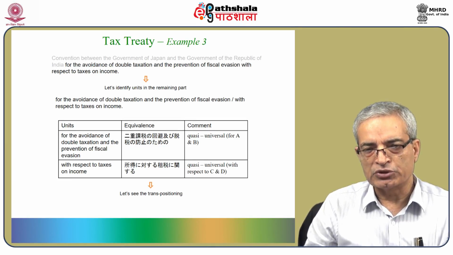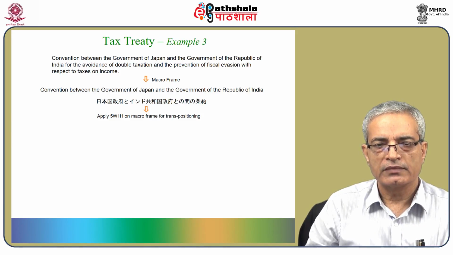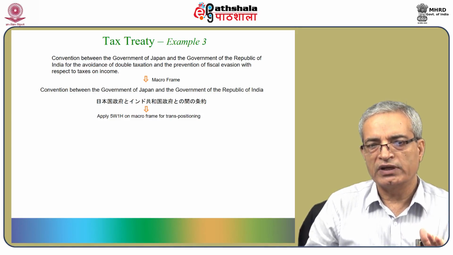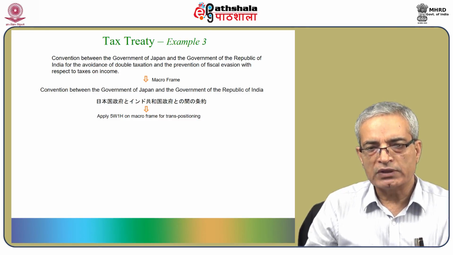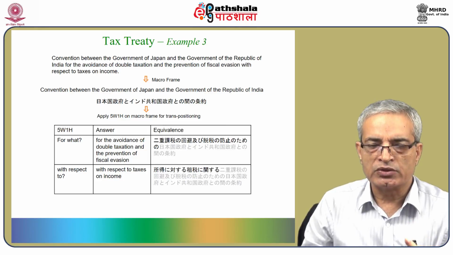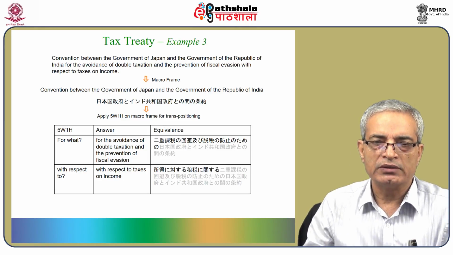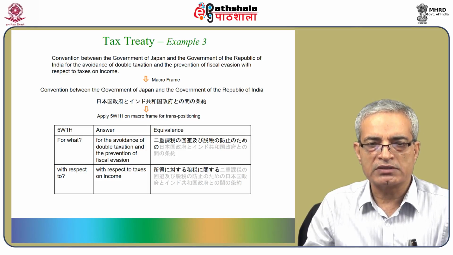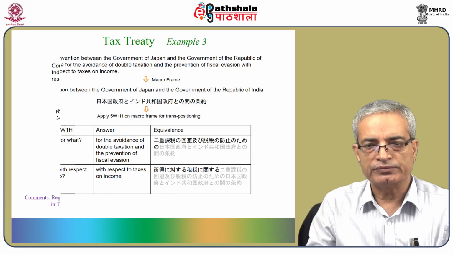Let's do the transpositioning now. This was the macroframe. Let's put the 5W1H to join the microframes. For what? For the avoidance with respect to taxes. These were the two parts. So it comes as niju kaze no kaihi oyobi datsuze no boshi no tame is the first part, and the second is shotoku ni taisuru soze ni kansuru.